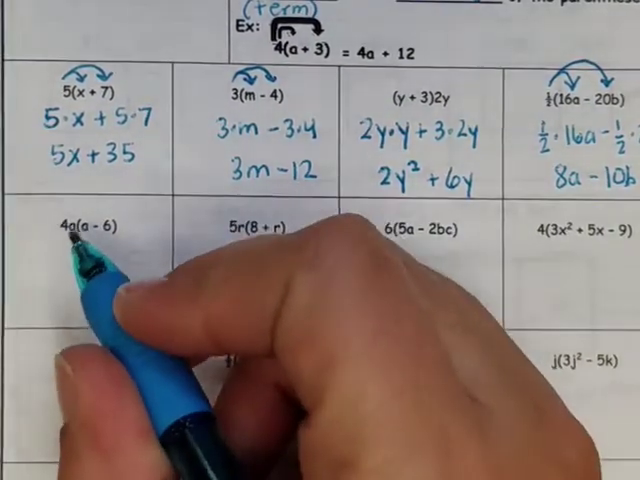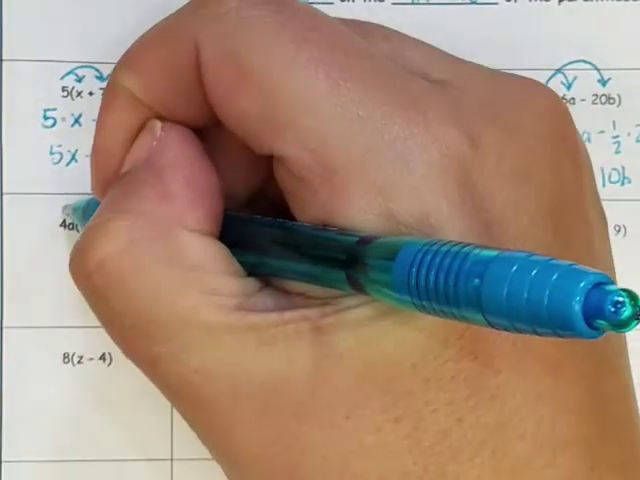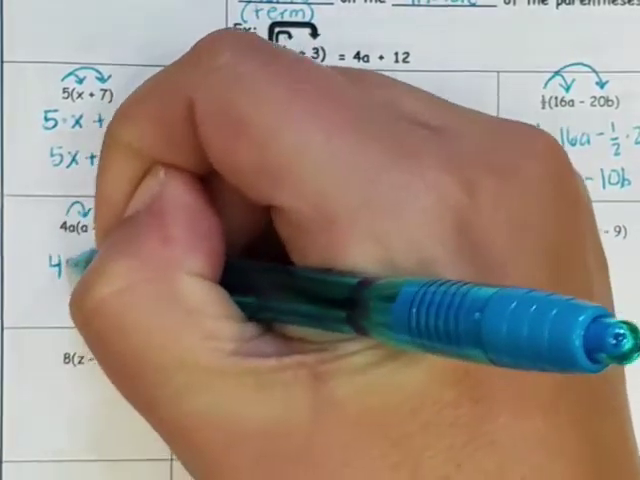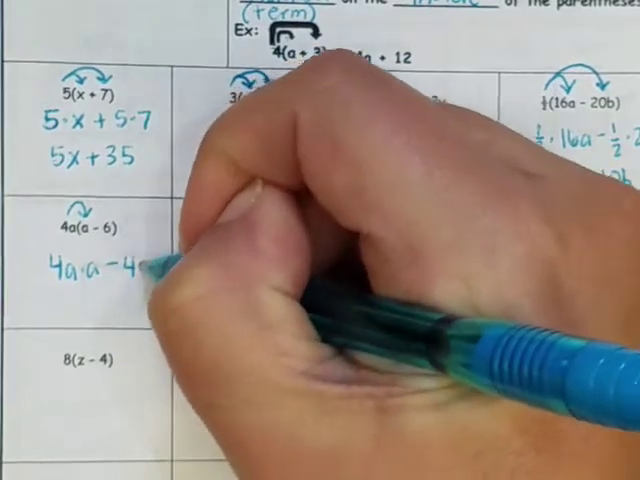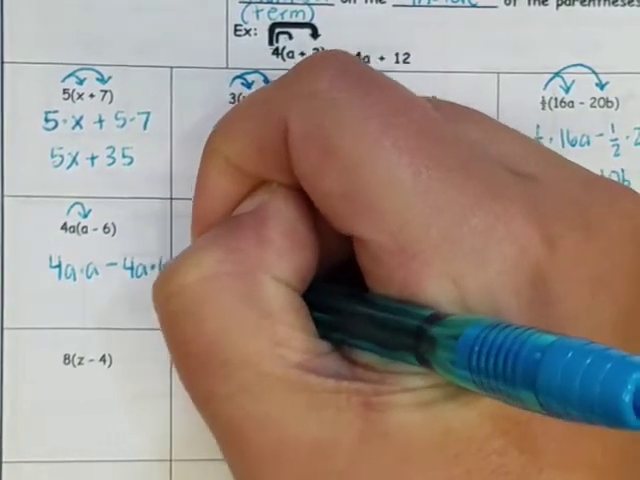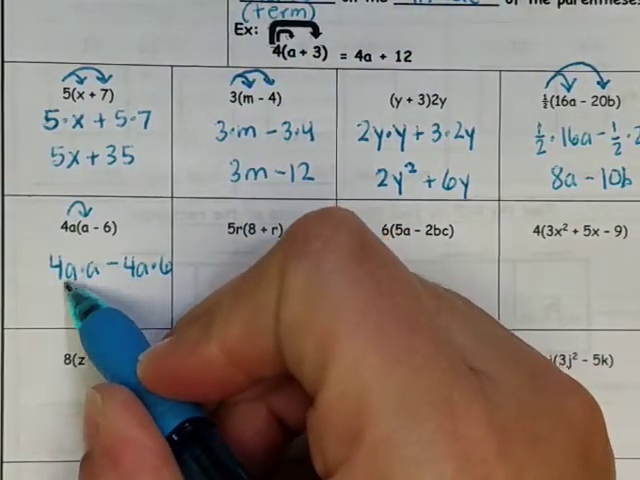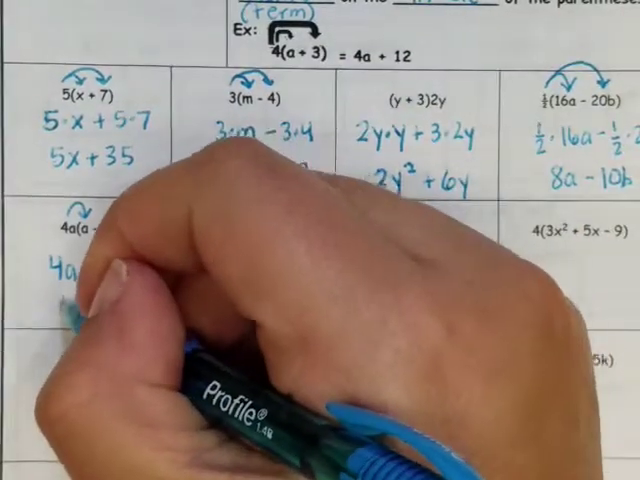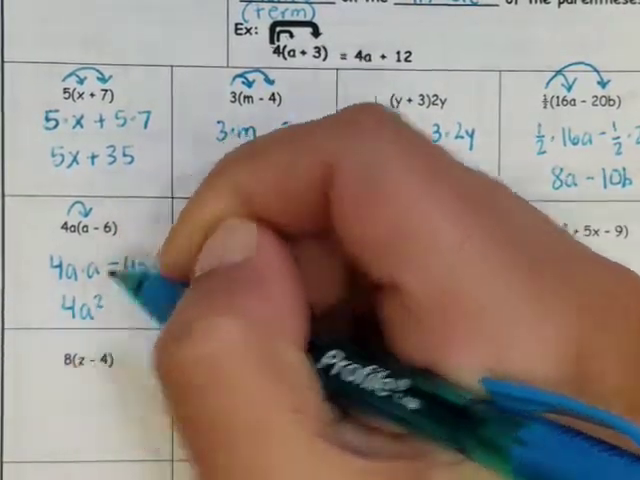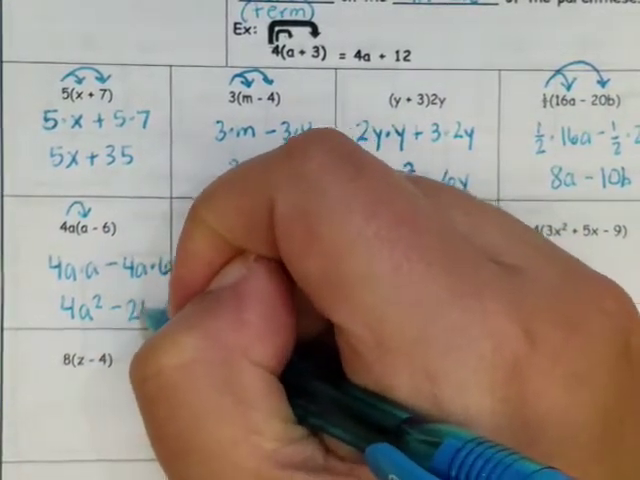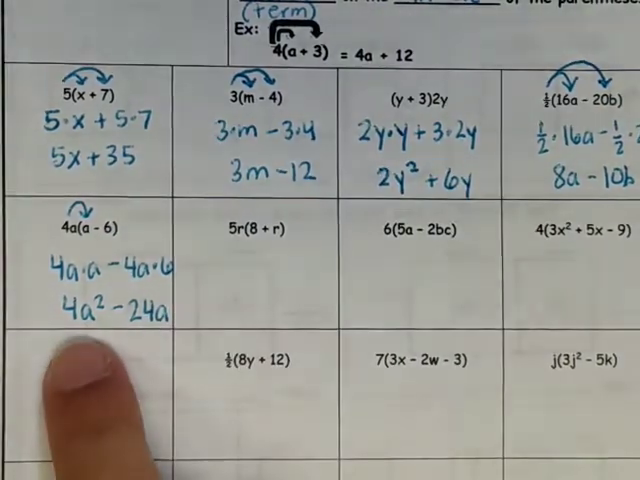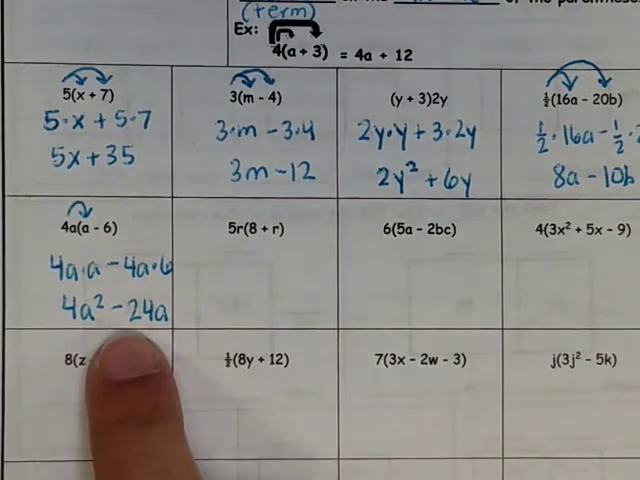All right, another one where we're multiplying a variable times a variable. 4a times a minus 4a times 6. 4a times a, well, a times a is a squared, so this becomes 4a squared. 4a times 6 is just 24a. So your final expression is 4a squared minus 24a.